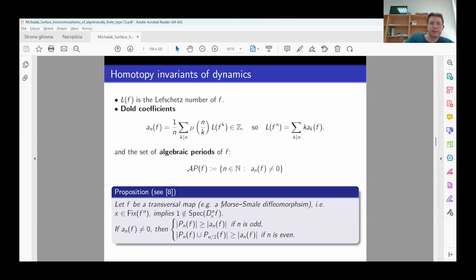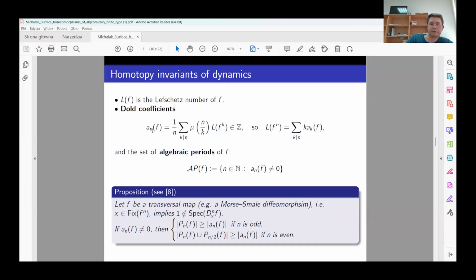And for such dynamics, in the case of Morse-Smale diffeomorphisms, the behavior of periodic points we can describe using very easy invariants, which come from the Lefschetz number of a map. Now, the Lefschetz number is probably very well known. And from the sequence of Lefschetz numbers of iterations of a map, we can construct the so-called Dold coefficients.